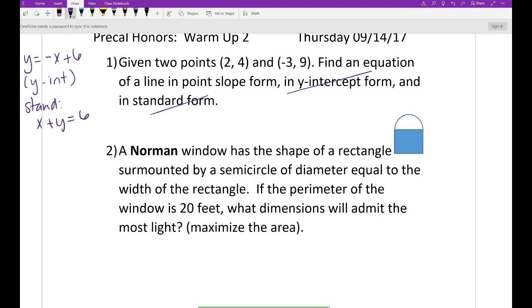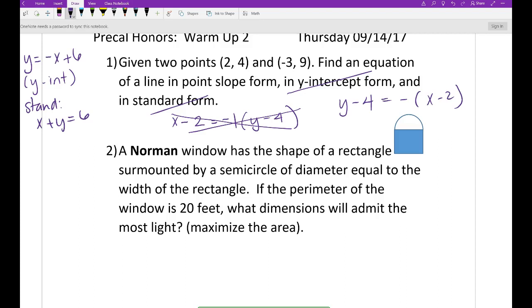Point-slope form? X minus 2. Negative 1 is equal to negative 1. Like that? Y minus 4. Is that okay? Does it look exactly like that? No. Okay, point-slope form, give it to me again. Y minus 4 is equal to negative parentheses x minus 2. Is that one okay? Perfect.